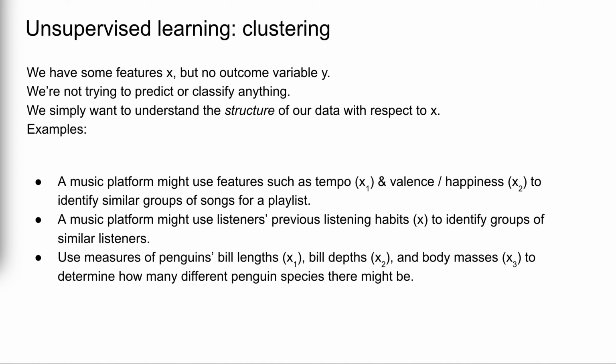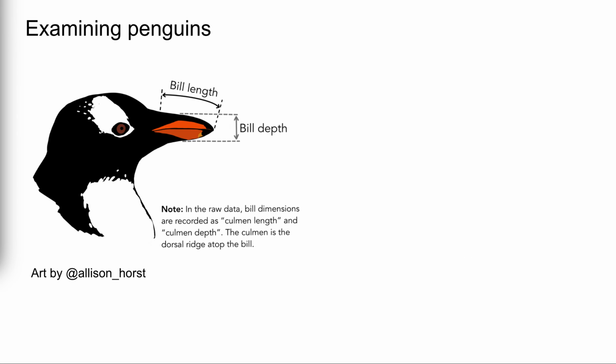Finally, a scientist might use measures of penguins' bill lengths, X1, bill depths, X2, and body masses, X3, to determine how many different penguin species there might be. Again, we're not trying to predict anything here, just trying to understand the underlying structure of penguins. We'll continue pursuing this question throughout the video. That is, we'll use measures of bill depth and bill length in addition to body mass to help identify possible penguin species.